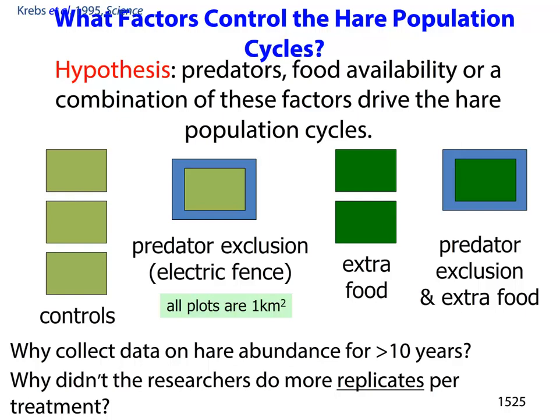Okay, so again, their hypothesis is, is it predators or food availability or a combination of factors that drive the hare population cycles? So what they did is they had controls, 3 of them, okay? And keep in mind that all plots are 1 square kilometer, so that's pretty big. They then had a site where they had a predator exclusion fence, so an electric fence. If you guys have ever been zapped by an electric fence, you will know why the predators stay out. You then have an area that has been spiked with extra food, but the predators can still get there. And then last but not least, you have an area where you have the exclusion fence and extra food, okay?